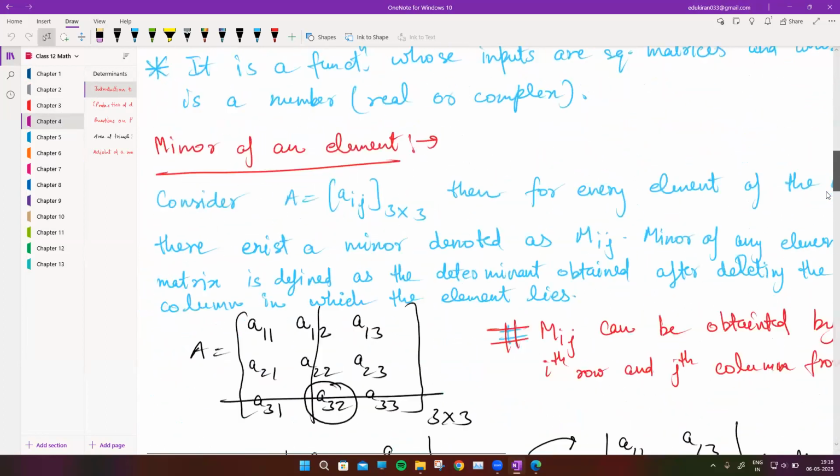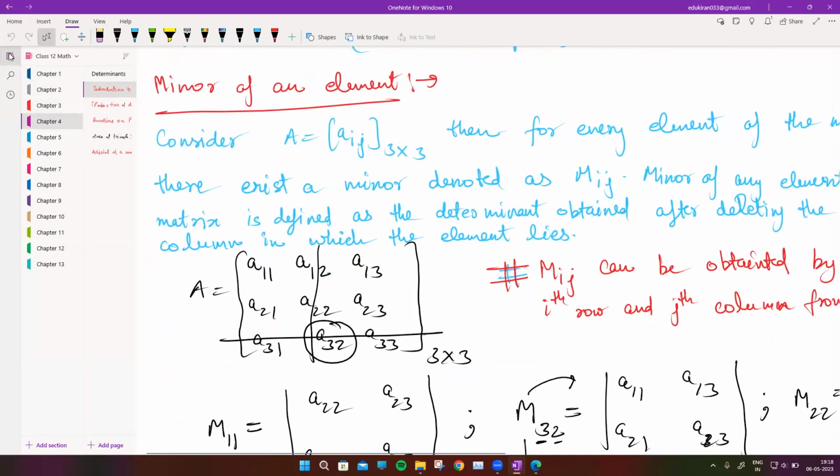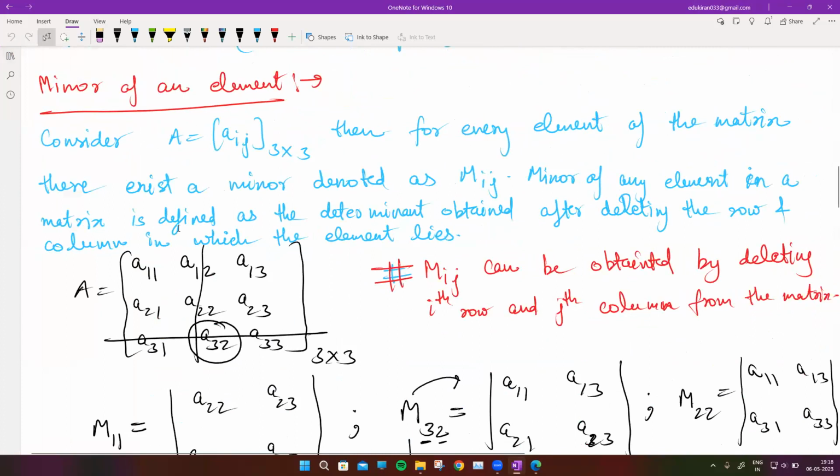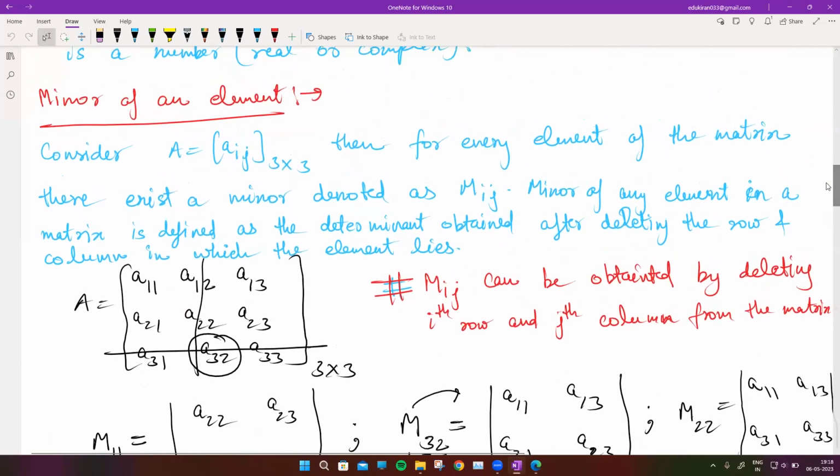Yes, we have already discussed the concept of the minor of an element and cofactors of an element. Let's say you have some square matrix A, and we want to find the minor. A minor exists for each element. If I want to find the minor of, let's say, the element A32, I will delete its column and its row. Whatever is left, that is A11, A13, A21 and A23, is the minor of this element A32.